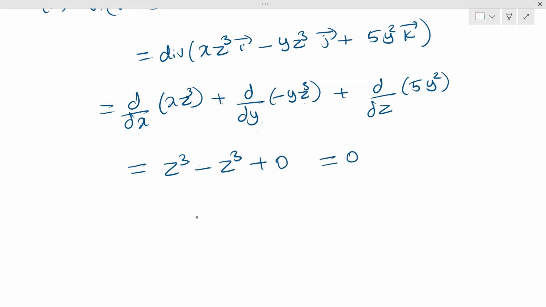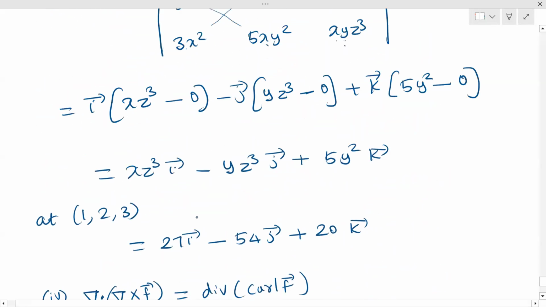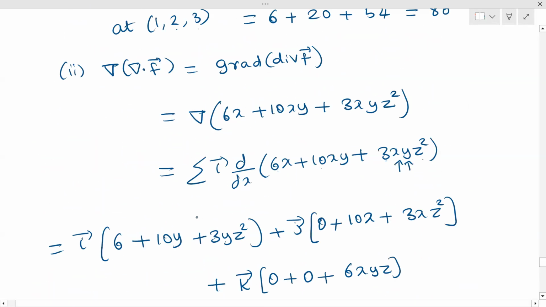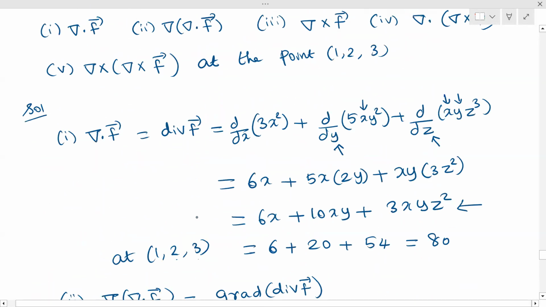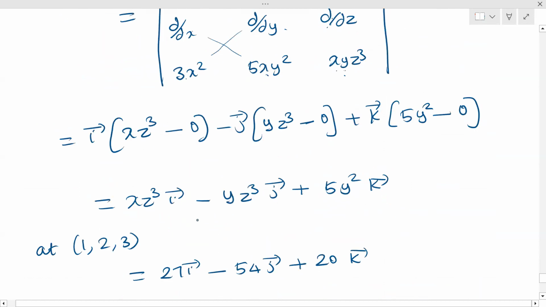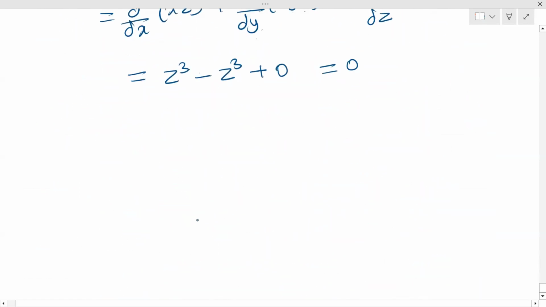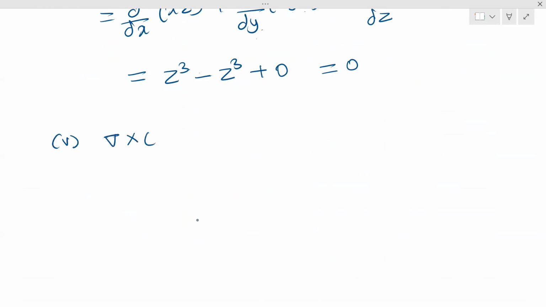So remember, divergence is a scalar quantity, and this is one of the vector identities. That is, divergence of curl of F is 0. Next, the last subdivision is finding del cross F. So the fifth one is del cross F, that is curl of F.